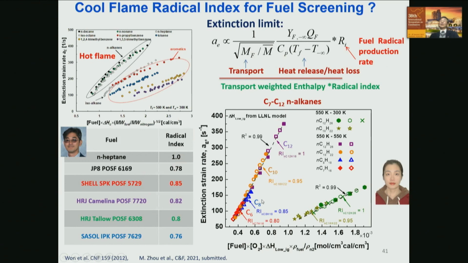We can see that for C12, C10, C8, C6, we have a radical index between 0.8 and 1. We define n-dodecane as having a cool flame radical index of unity. So therefore, cool flame extinction provides a new platform for fast screening of the low temperature reactivity of alternative fuels or green fuels.